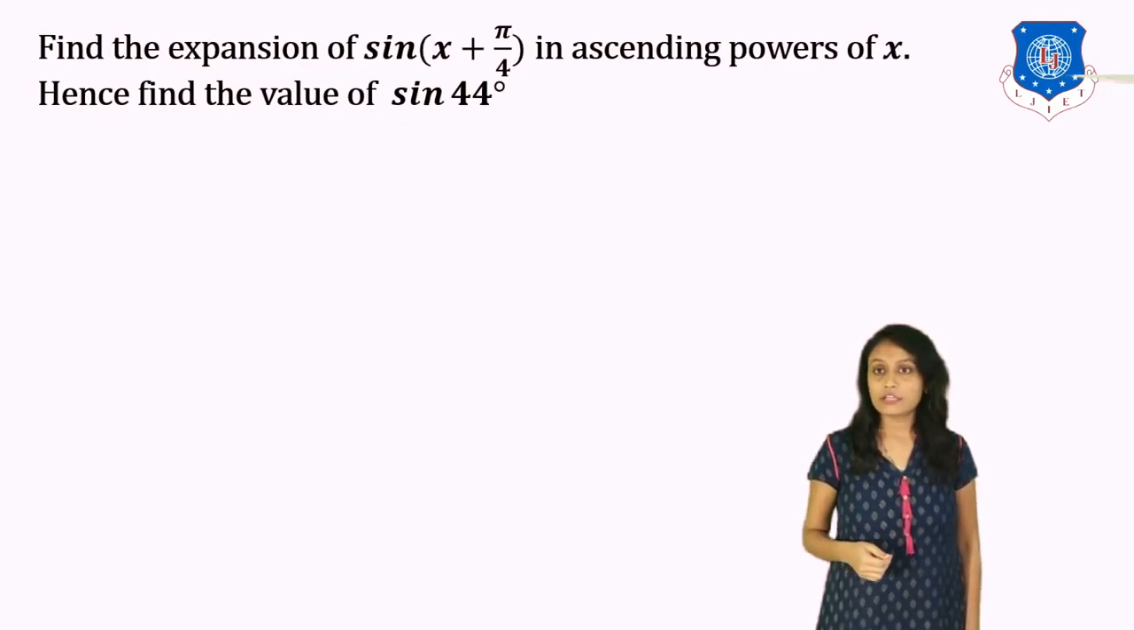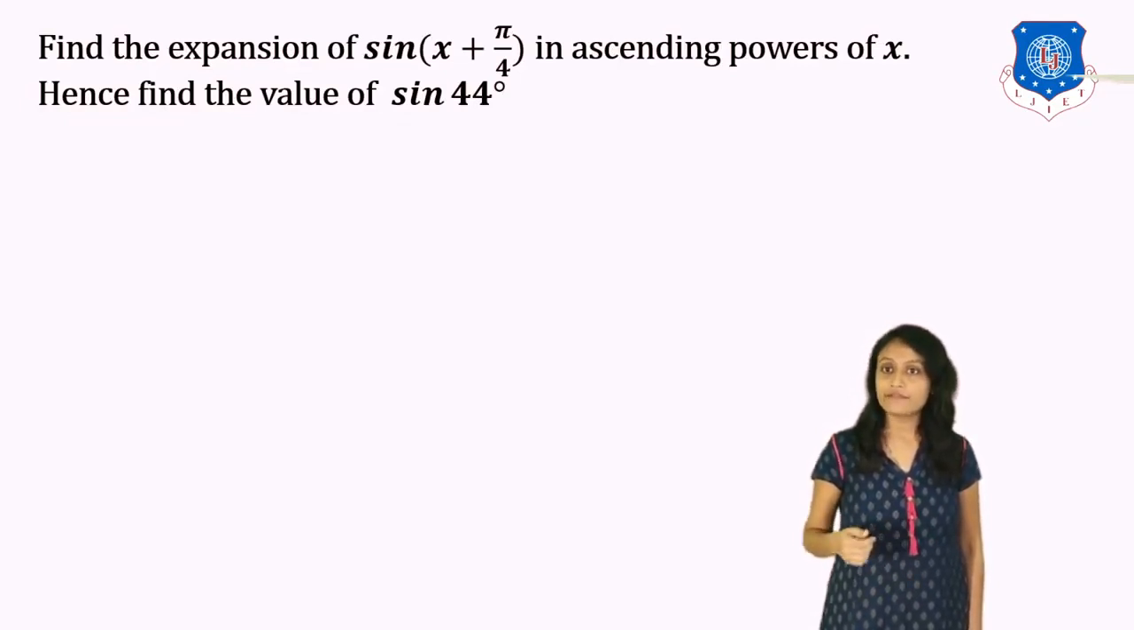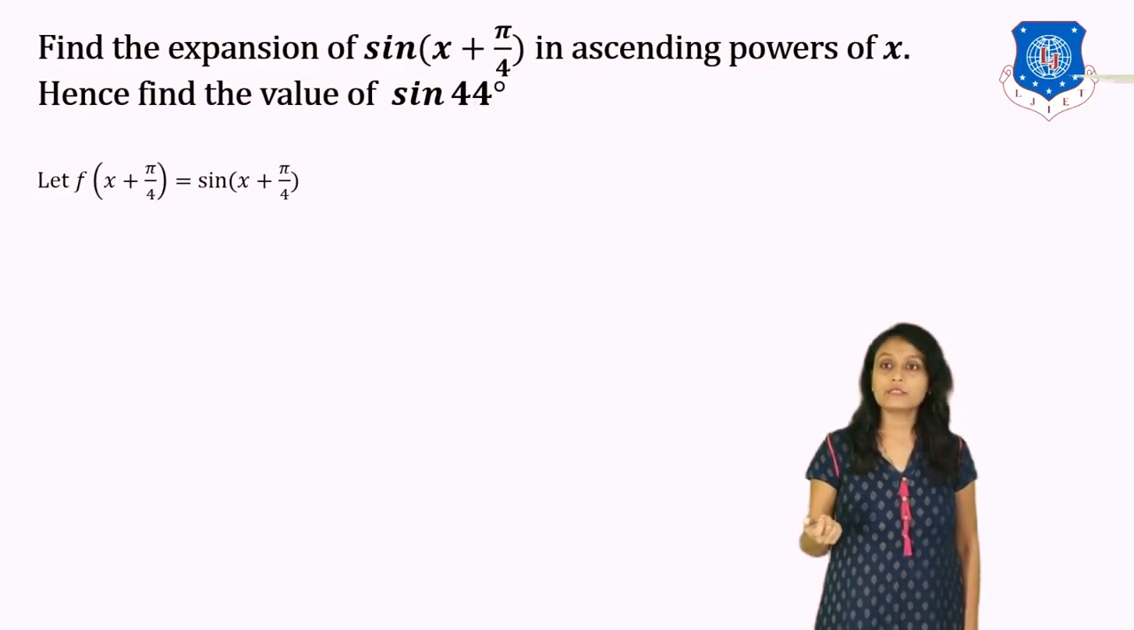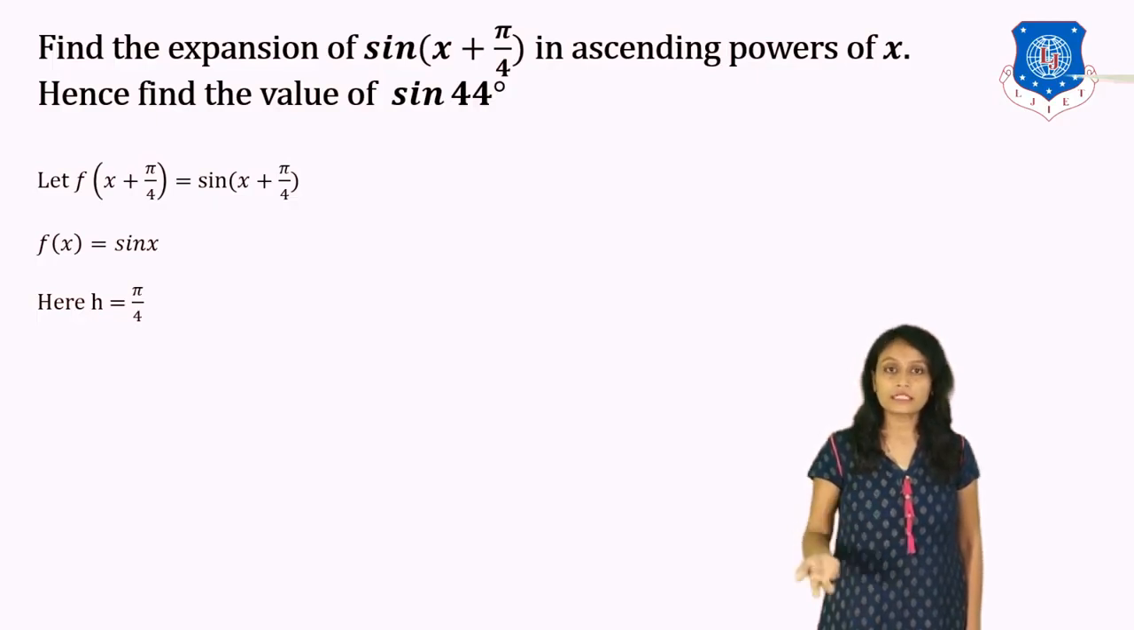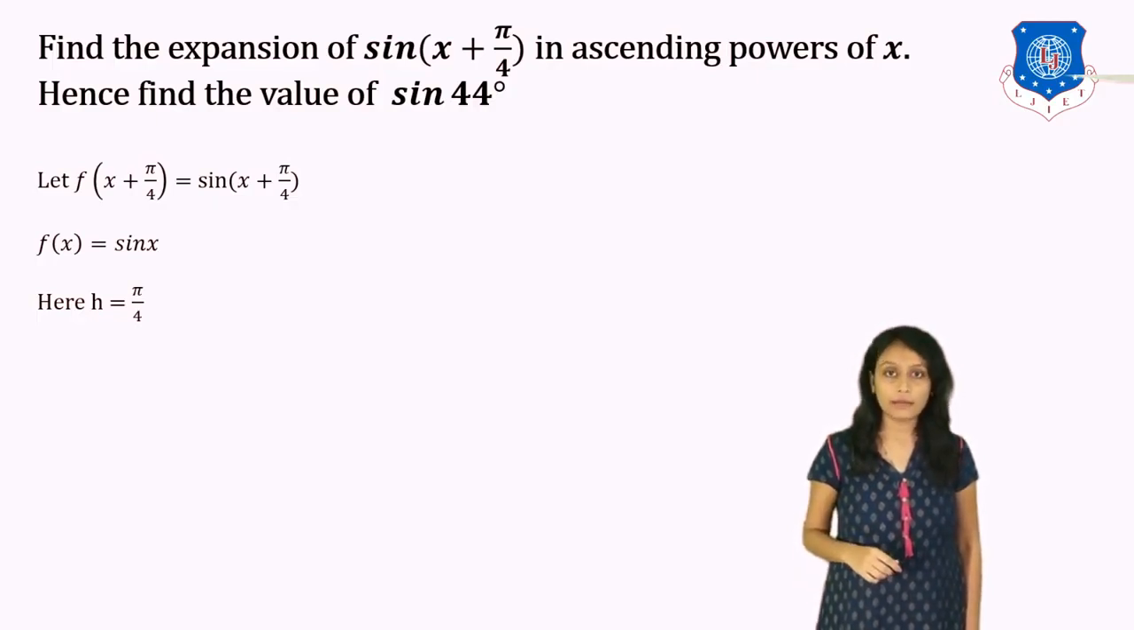Find the expansion of sin x plus pi by 4 in powers of x and find the value of sin 44 degree. Okay, so let's see the solution. So firstly, f of x plus pi by 4, that is what is given in the question, sin x plus pi by 4. On comparing, you will get f of x is equal to sin x and h will be pi by 4. Now same procedure, what we have to do, we have to take its derivative and find the value at pi by 4.